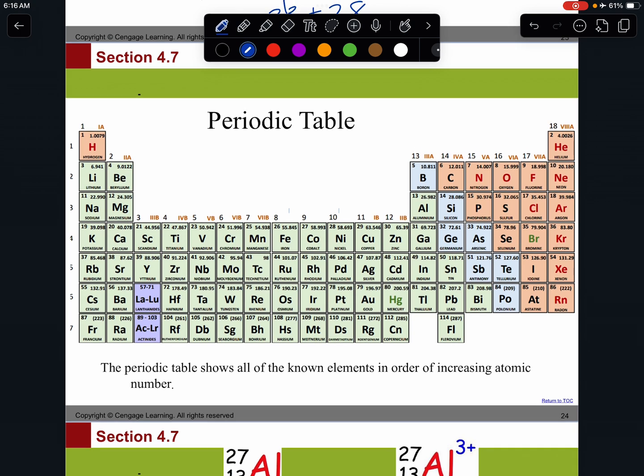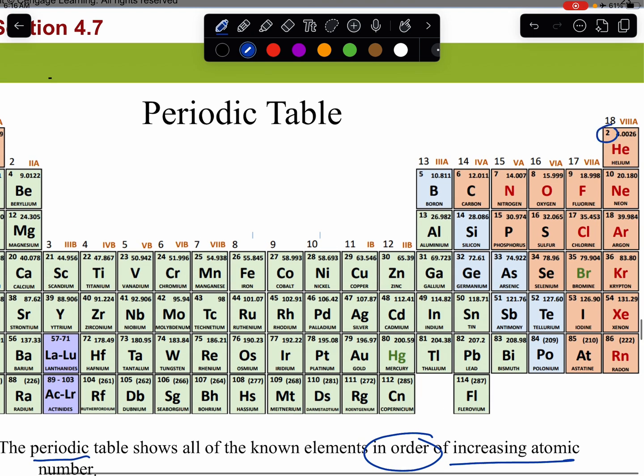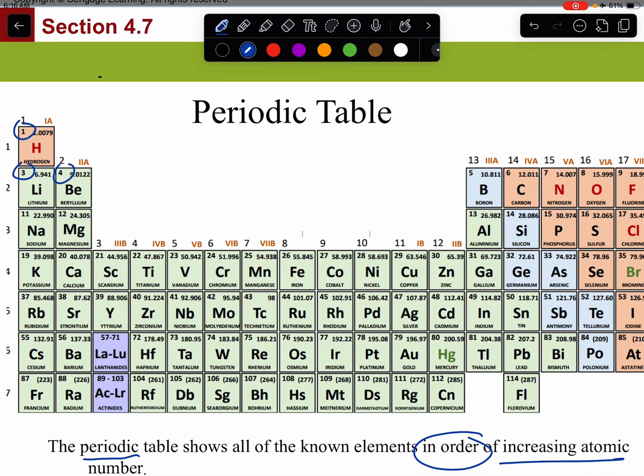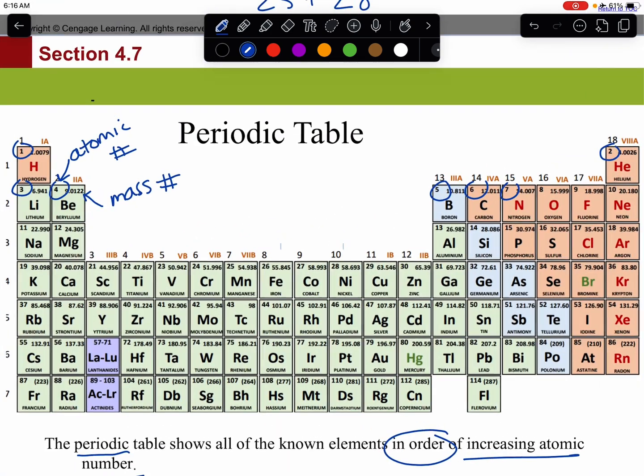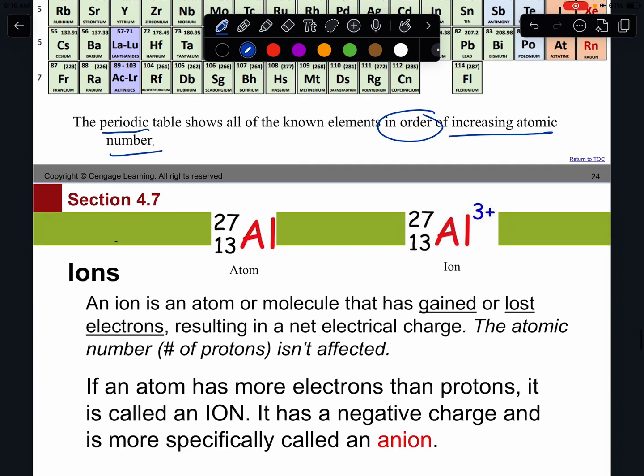Now, this periodic table is organized in such a way that it shows elements in order of increasing atomic number. I want to point out what this atomic number is, the 1, the 2, and it goes left to right, it increases. And we're going to learn what all these different numbers mean. Again, the whole number is the atomic number, which we know to be the number of protons. And we know this decimal number is its mass number, and we will round that when we need it. We'll talk a lot more about this later on in this presentation.